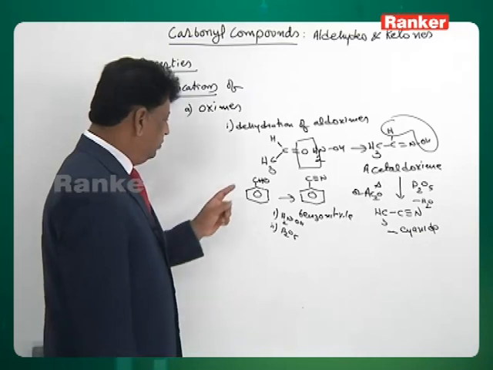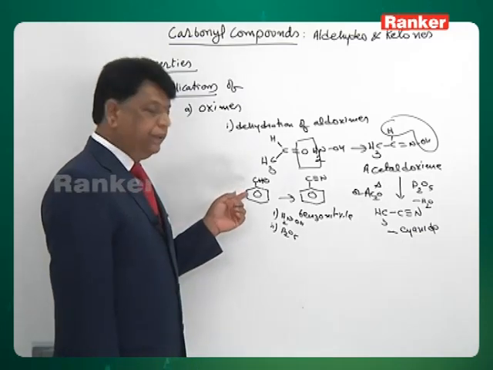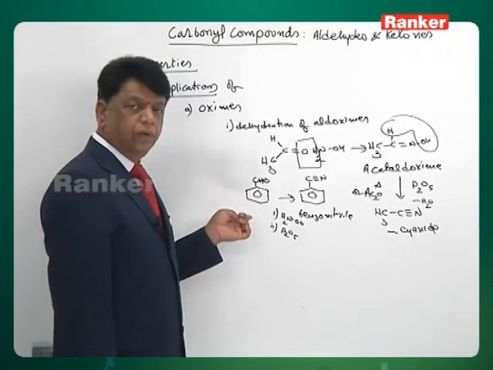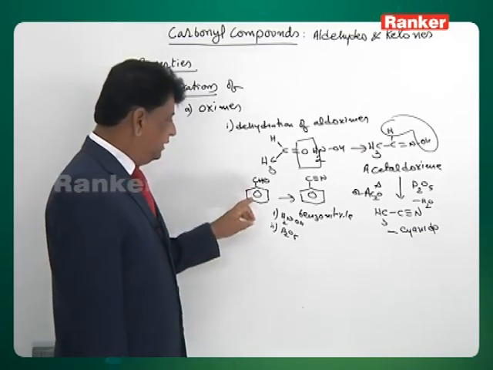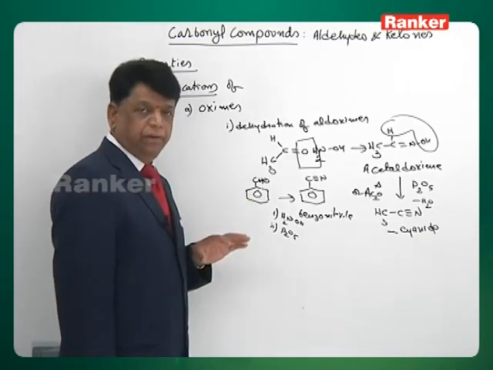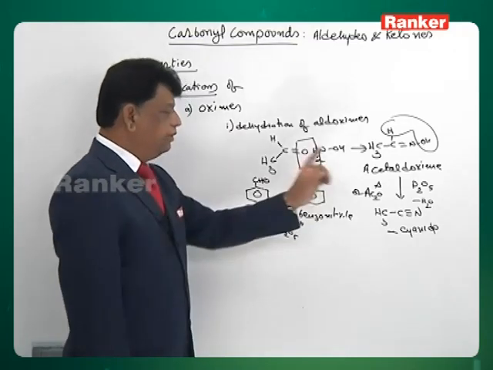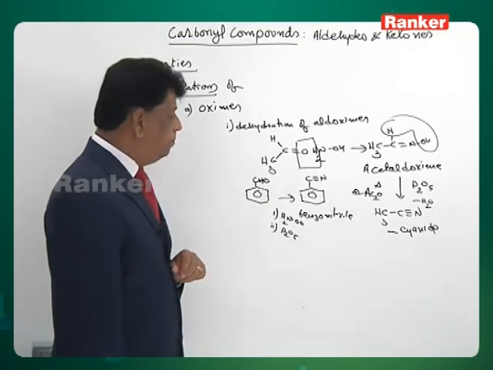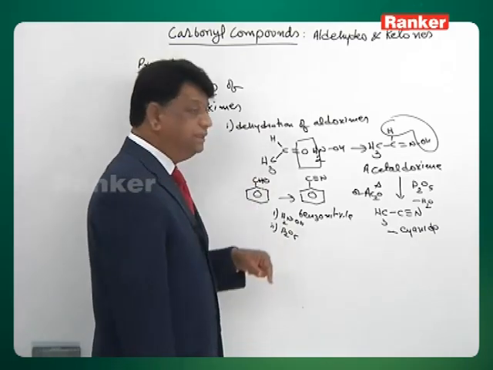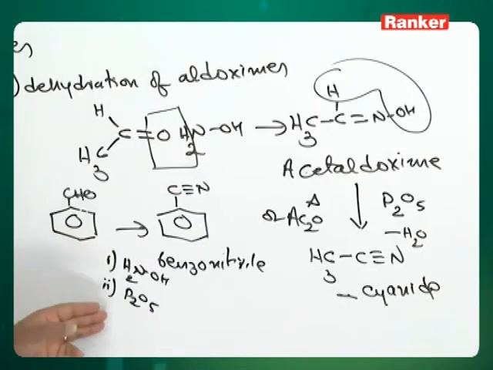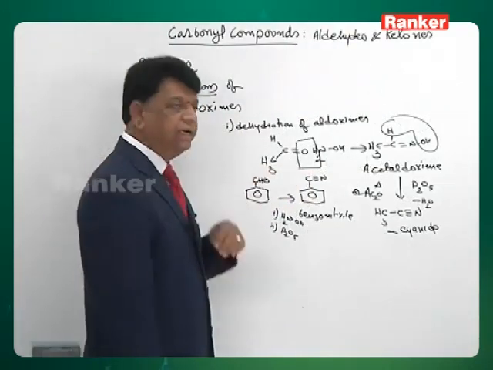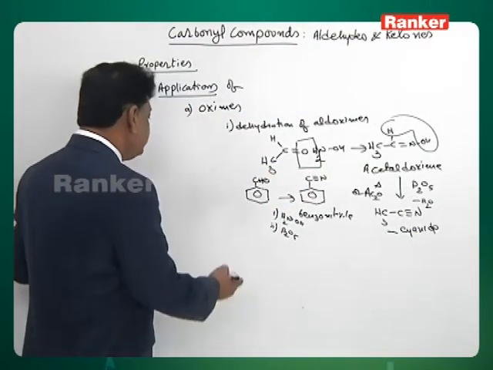Another method is you can oxidize benzaldehyde to give benzoic acid. Make benzamide by adding ammonia, distillation, benzamide comes. Even benzamide with P2O5 will become the cyanide. So, that will become 3 steps. Now, in this only 2 steps, oxime formation and dehydration will give the cyanides.